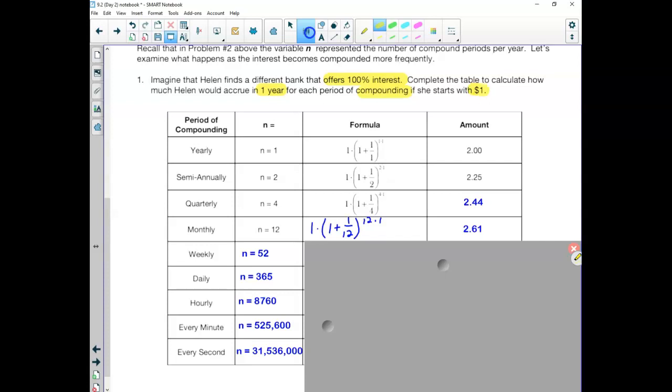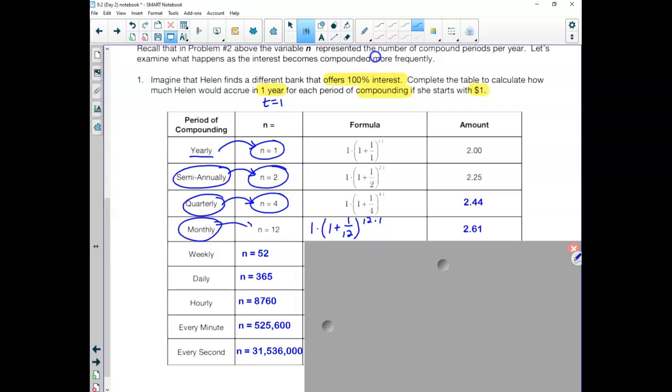So notice my t every time, everywhere down here, t equals 1. The only thing that's changing is my n, okay? Notice, compounded yearly, n equals 1. Semi-annually, that implies 2. Quarterly, hey, there's 4 quarters in a year. Monthly, you know there's 12 months in a year. Okay, so that's what we're going to be doing. We're going to be compounding that.